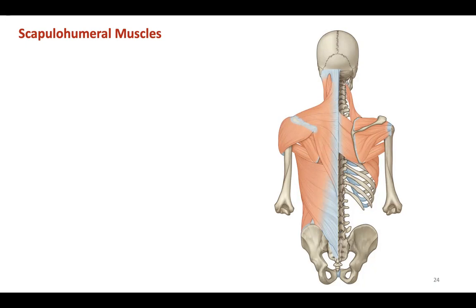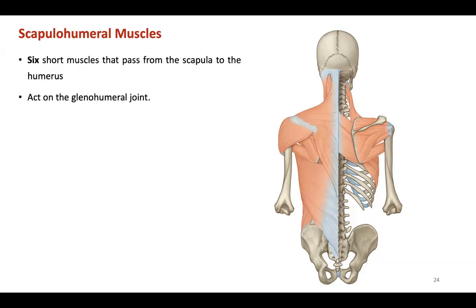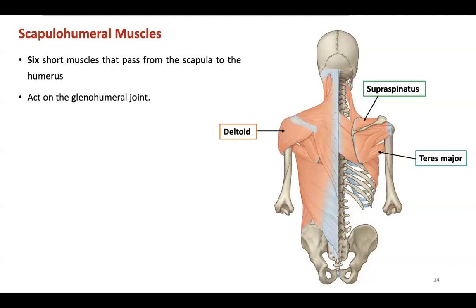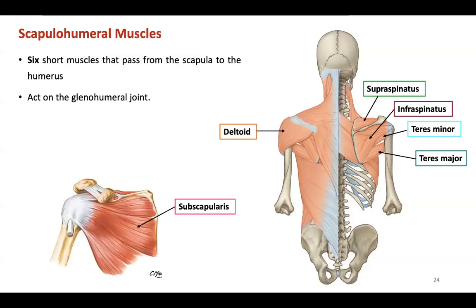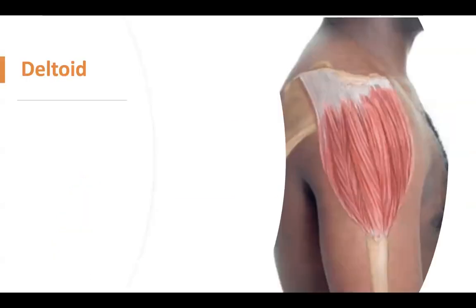There are 6 short muscles that run from scapula to humerus, and they mainly act on the shoulder joint or the glenohumeral joint. These are deltoid, teres major, supraspinatus, infraspinatus, teres minor, and subscapularis muscles. These 6 muscles originate from scapula, are inserted into humerus, and act on the shoulder joint. So let's see the muscles one by one.